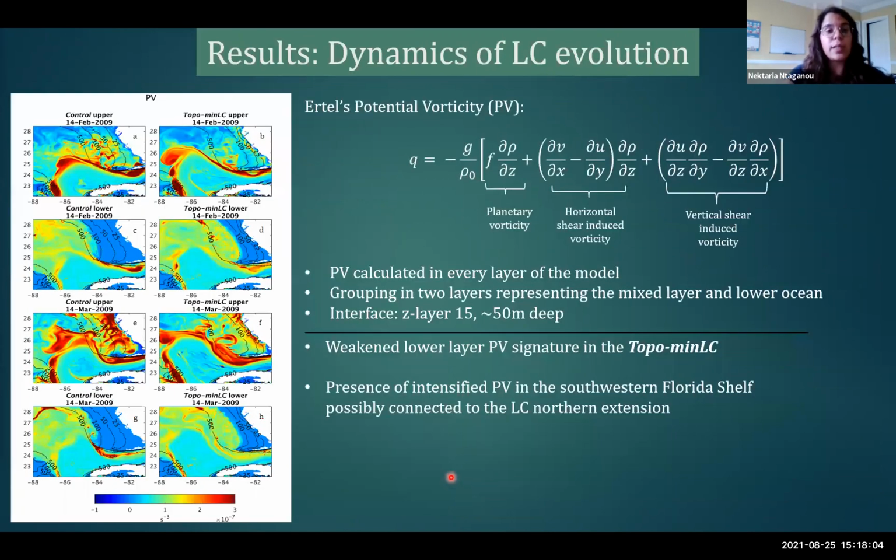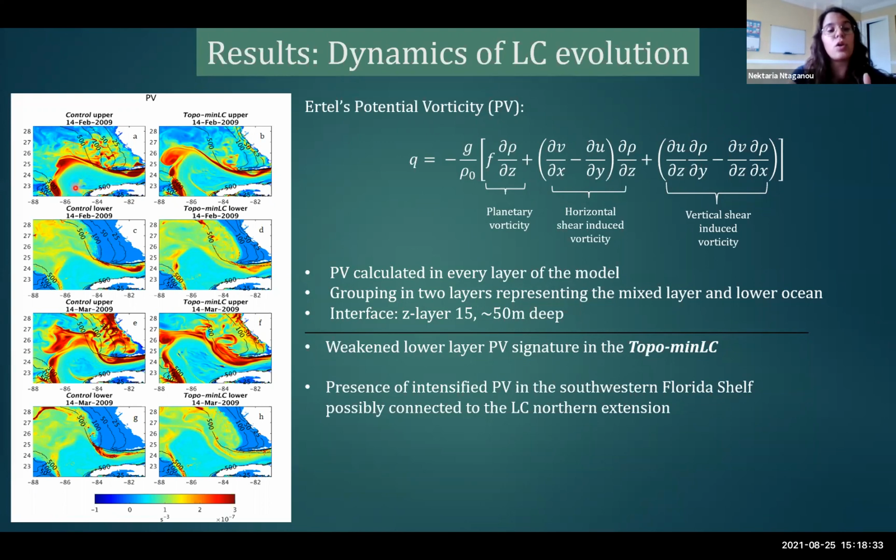Moving on to the dynamics of the loop current evolution, I calculated potential vorticity according to Ertel's PV formula in every layer of the model, and eventually grouped it in two layers, with the upper layer representing the mixed layer and the lower the rest of the ocean. The interface is at around a depth of 50 meters.